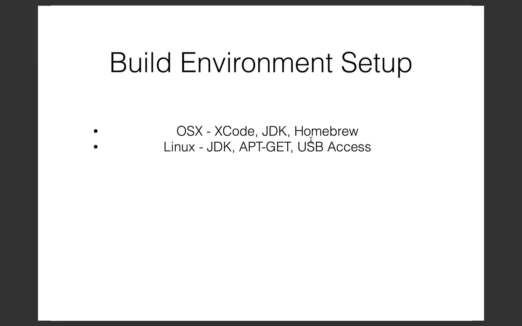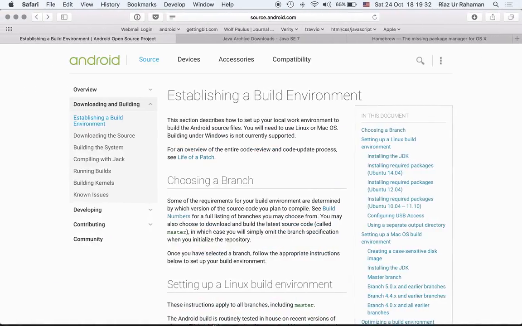Hi, in this video we'll be talking about build environment setup for macOS, which is OS X. There are three softwares that need to be installed. One is Xcode, which is available free from the App Store. The next is the Java Development Kit, for which the link is provided in the source website, and the Homebrew platform. So let's go to the App Store.